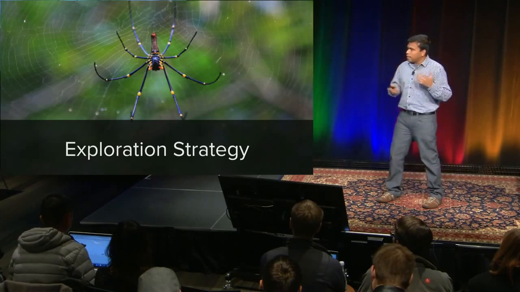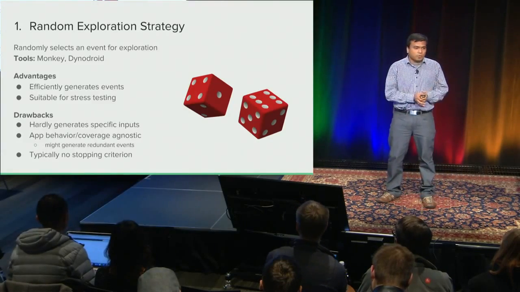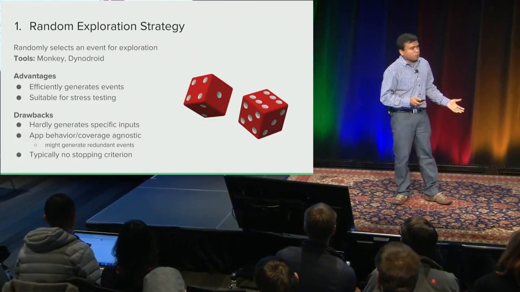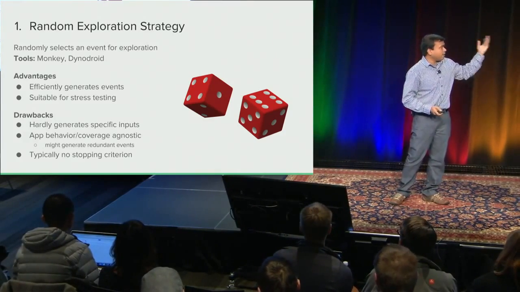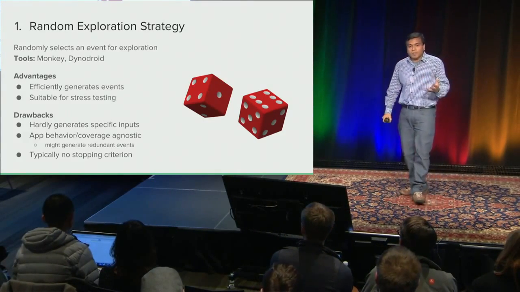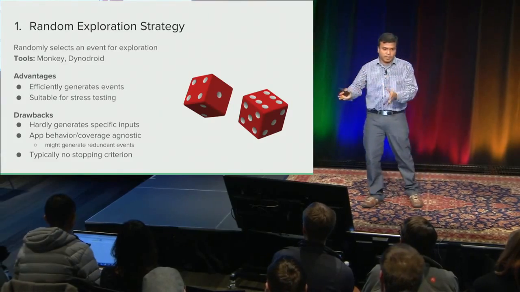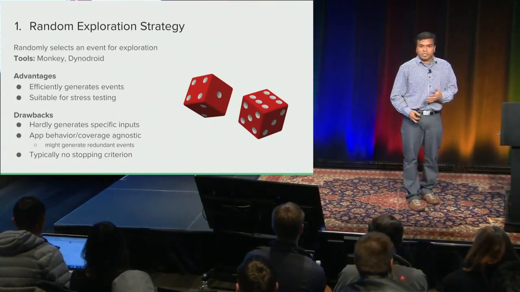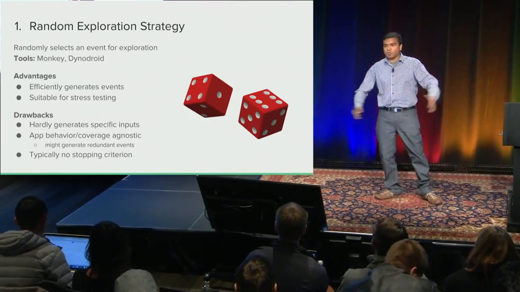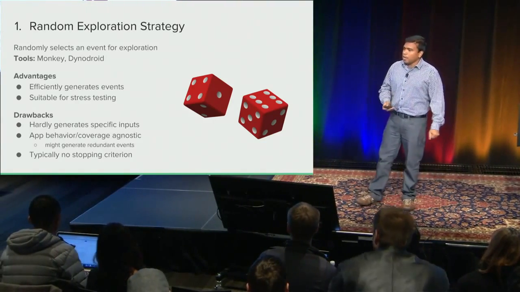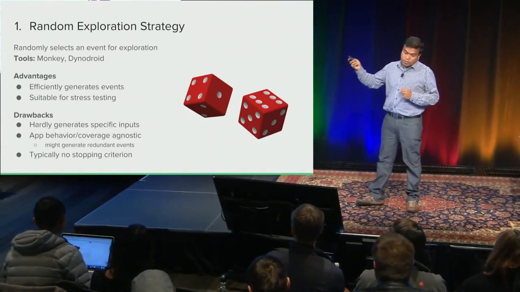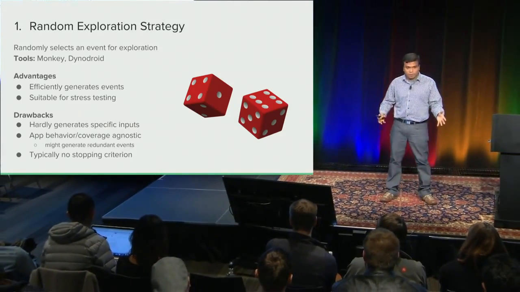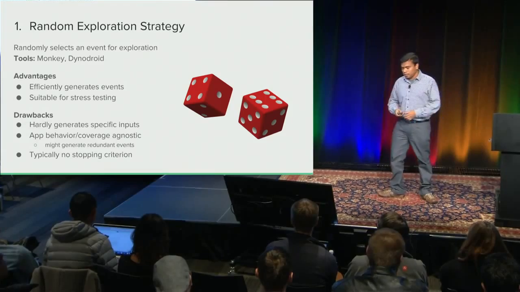So the first one is random, right? Here it's just like rolling a dice and picking a random number. The tools in this category, Monkey and DynoDroid, randomly select events and just throw them at the app, right? The good part about this is that you can do this efficiently. You can randomly pick so many events and throw them at the app. It also makes it very suitable for stress testing, because you can see how well your app behaves when so many events are thrown at it, right?